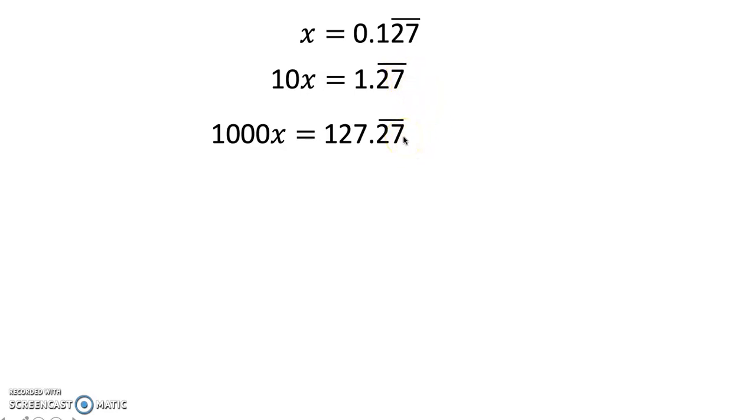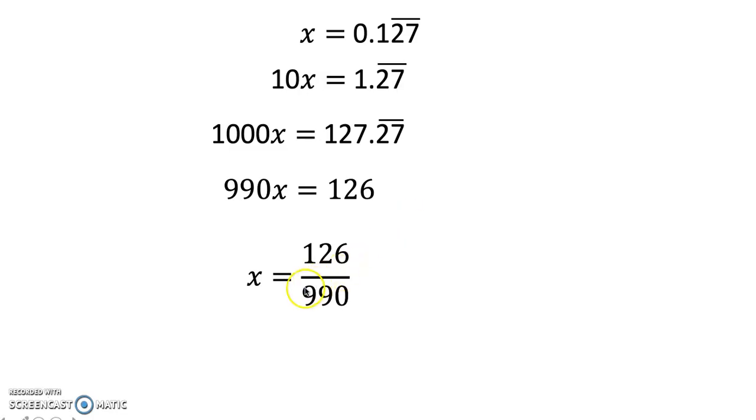So if I subtract one from the other, 1000x take away 10x is 990x. The repeating decimals are eliminated, but what you must remember is you've still got a 1 here to subtract. So 127 take away 1 is 126. Now I divide through by 990 to leave x equals 126 over 990. That will simplify. Let's leave that. You can do that in your own time.